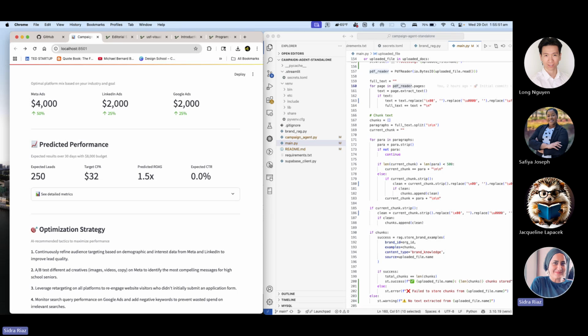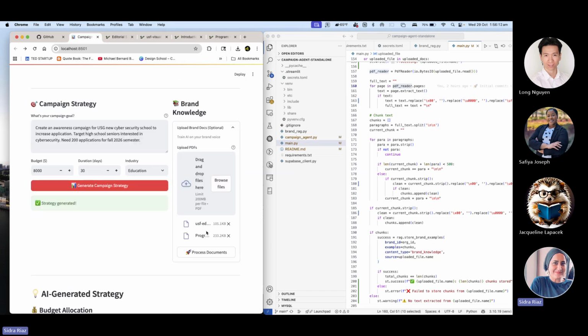Okay, so with that, we have the RAG system, and it personalizes recommendations based on the brand-specific knowledge. The upload feature over here is specifically for that, so that we can train our agent based on these documents about what kind of tone the organization uses.